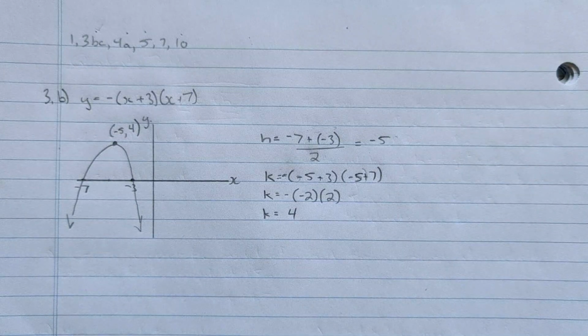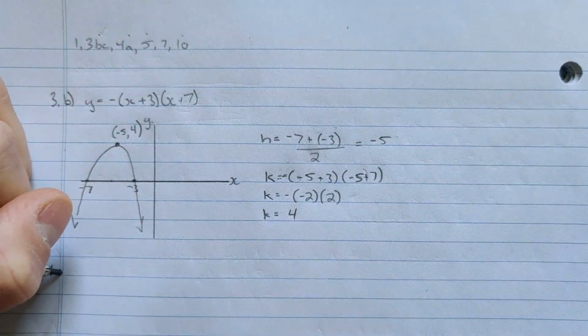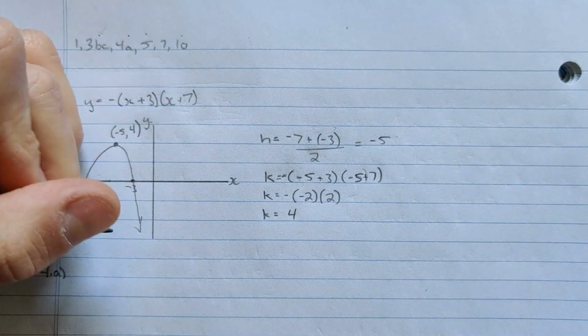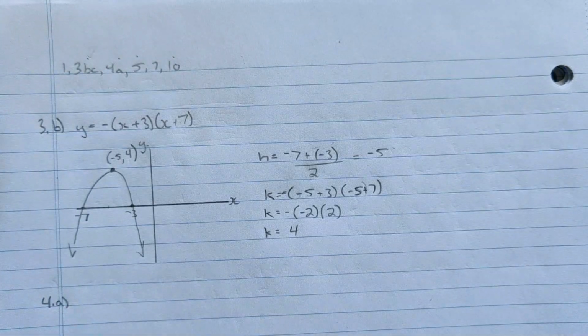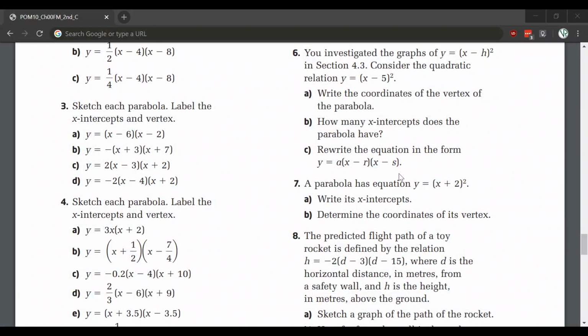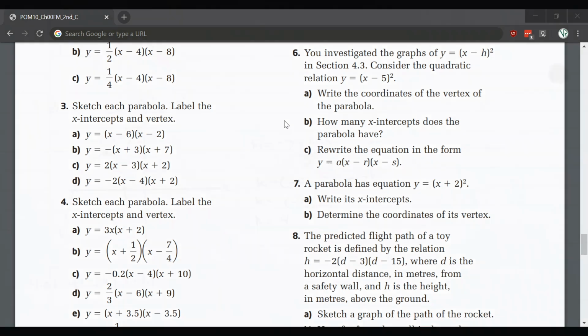In the case of the next one I want to look at, it's number 4a. So 4a looks a little bit different. We're doing the same thing. So in 4a we got y equals 3x times x plus 2. And we want to do the same thing. Sketch it, label the x-intercepts, and vertex.